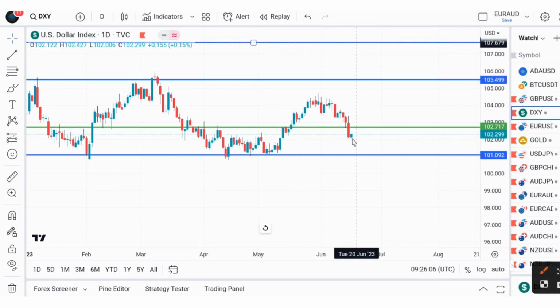So I'm favoring maybe on Monday we might have a bullish setup to this particular area, then we have a rejection, then we'll be back to 1.101092, which is the bottom at this particular area. And in the next couple of weeks we might have a rejection or a break of that particular level. So that's what I'm looking at on the DXY.